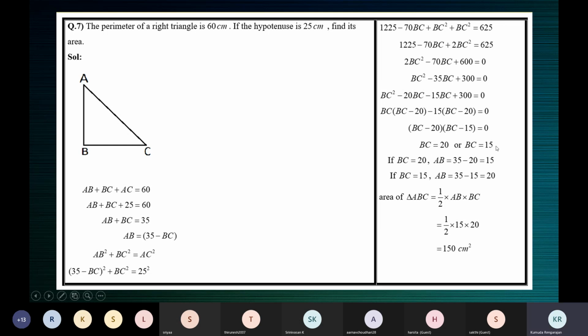So BC can be 20 or 15. If BC is 20, then AB is 15, or if BC is 15, then AB is 20. In either case, the area will be the same. Area is half base into height, half into 15 into 20, which is 150 centimeters square. Please have a look at the working.